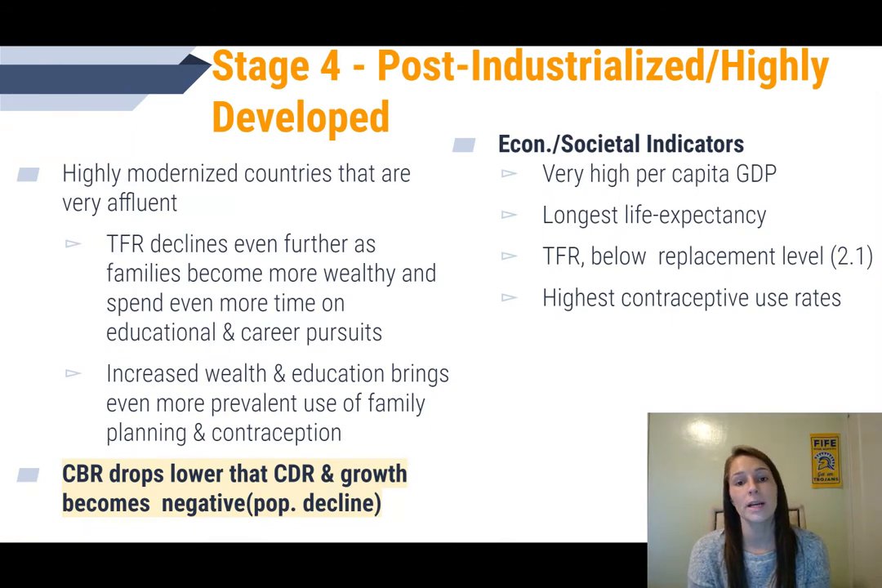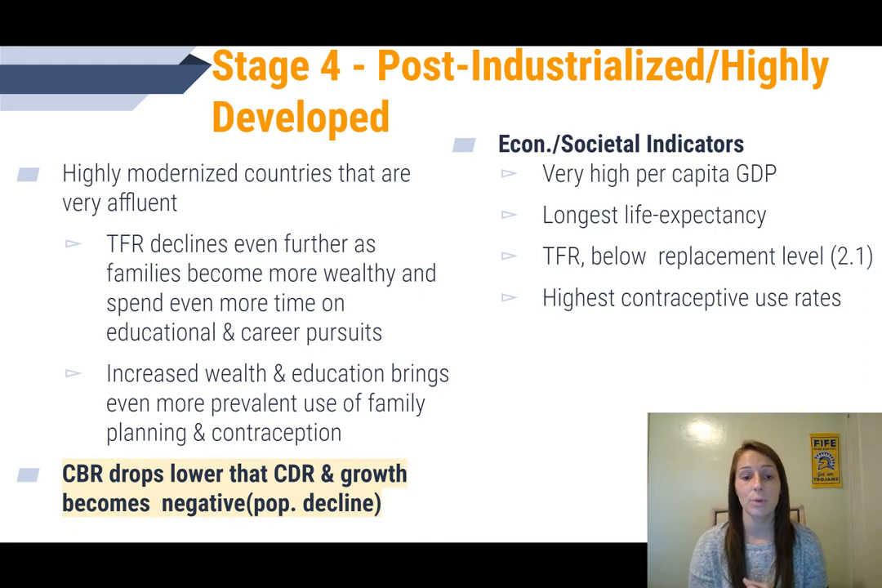Now, stage 4 is going to be our post-industrialized and highly developed. So these are going to be highly modernized countries that are very affluent. An example you could think of is like Japan. Now the total fertility rates are going to decline even further as families become more wealthy and they spend more time on educational and career pursuits.